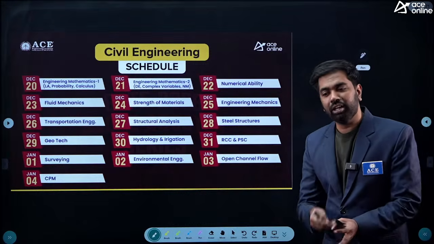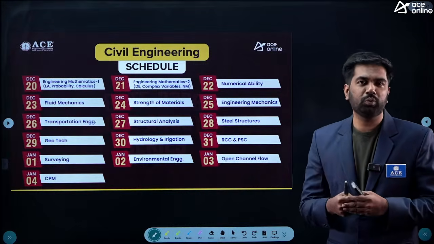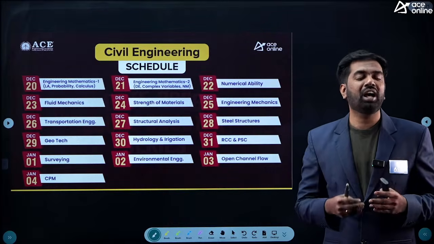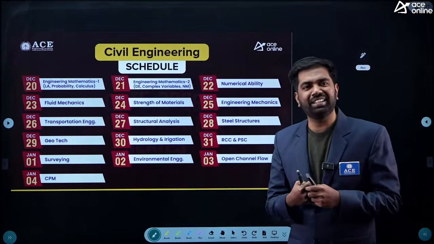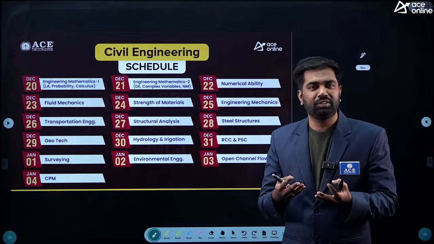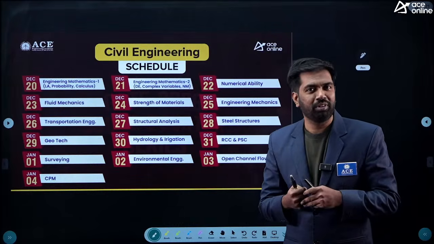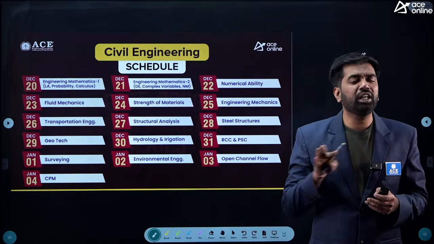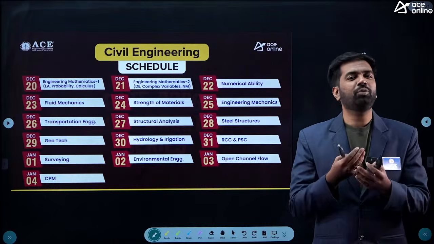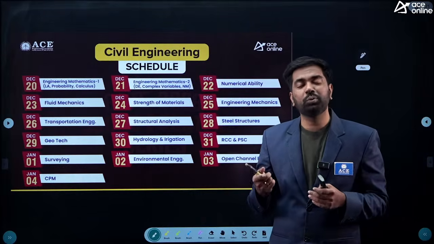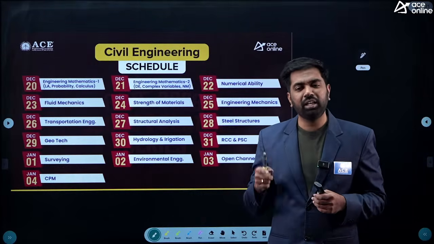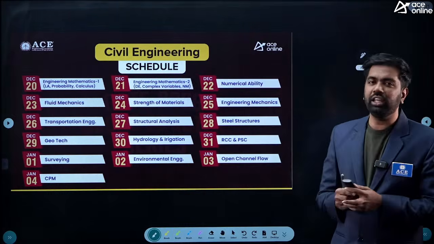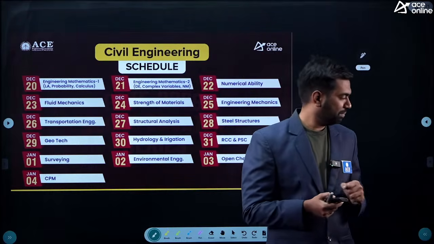Once again, let me tell you the importance of NAT and MSQs. In recent times, there are more NATs and more MSQs asked in your GATE exam. The more you practice, the more marks you can score. And please be aware that NAT and MSQs do not contain any negative marks. That is one advantage with these questions. MCQs have negative marking, but NAT and MSQs do not have negative marking. I hope you're all ready for this Score Booster series.